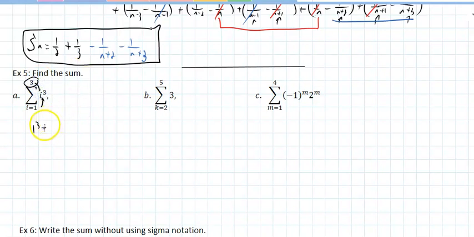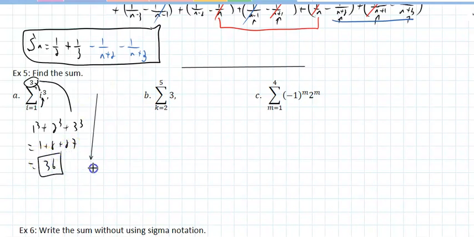And you go in order because the domain is natural numbers, so you start with 1, the next one is 2 cubed, and once you substitute the 3, you're done. So that is 1 plus 8 plus 27. What is that? 36. If I mess up on the addition, that's not an issue. Don't let that throw you off. Just the idea, you know how that works.